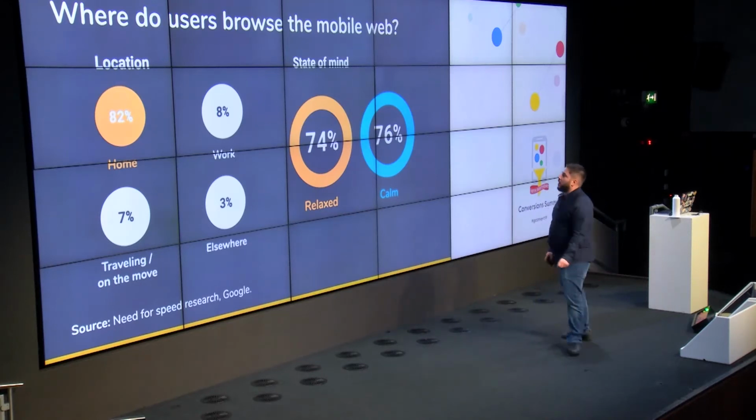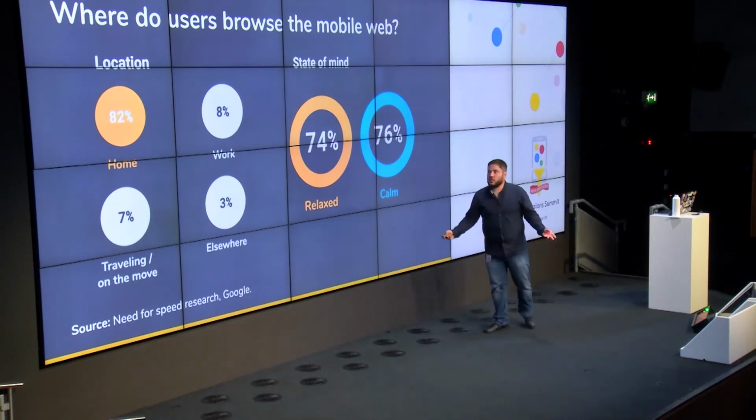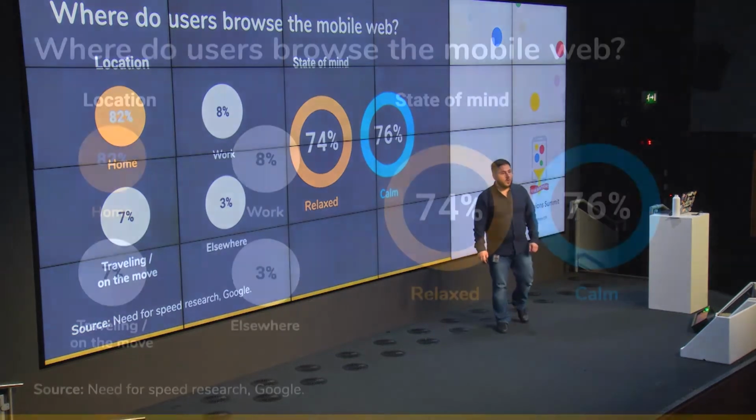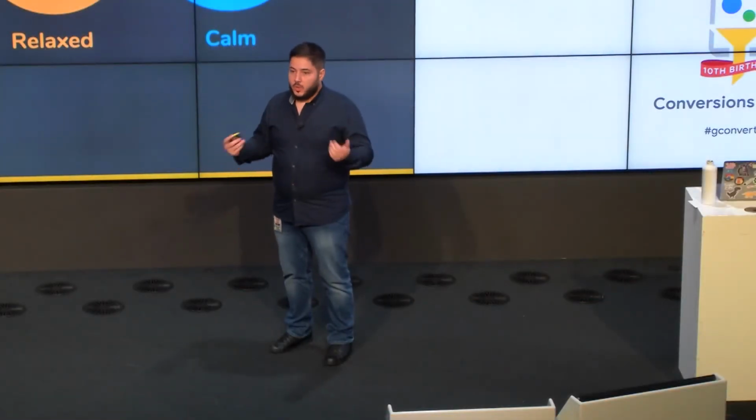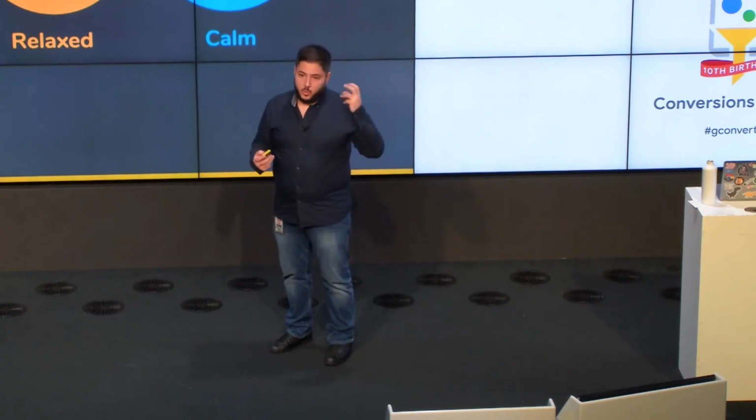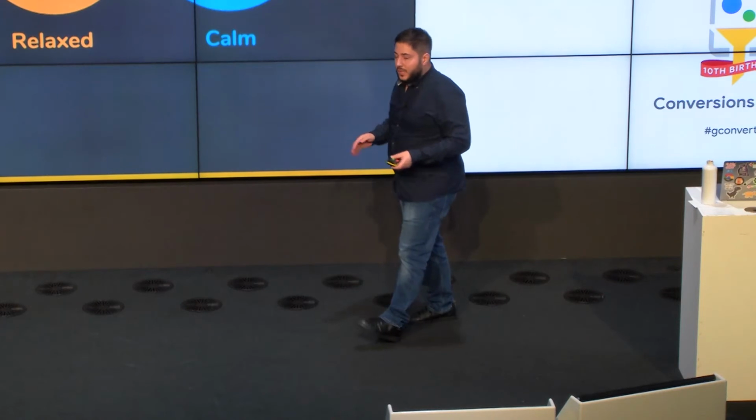Where do users browse the mobile web? When I saw this, I thought it was ridiculous. Most people are browsing from home. It's a mobile device, right? But then you think about it logically: Wi-Fi connection, relaxed, calm. If someone's relaxed and they're at home, the web feels much faster. Whereas if they're walking around and standing up, everything feels slower. I'm not a scientist, but my assumption is that once adrenaline is pumping through your system, your mind works really fast, therefore everything feels much slower. So if you're sat down and relaxed, you feel really calm.